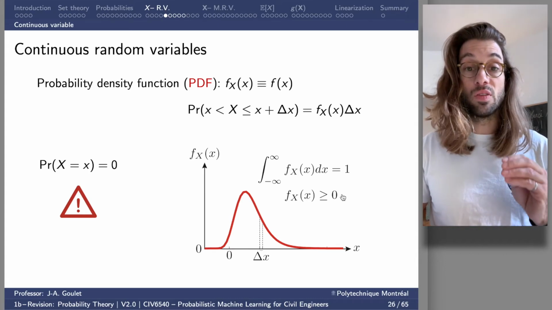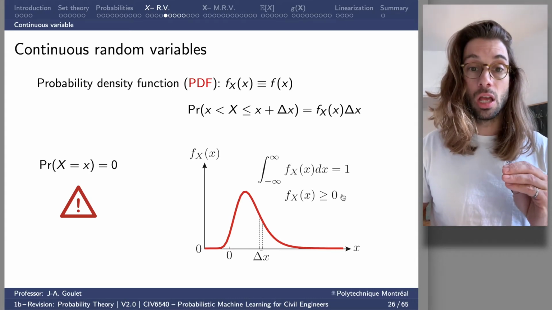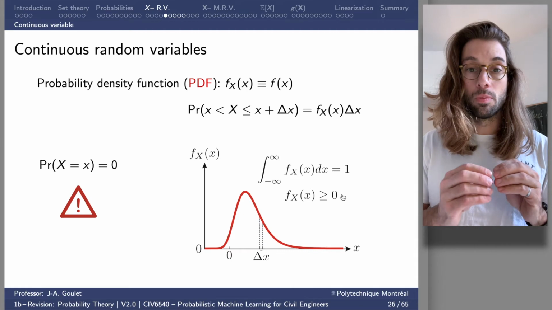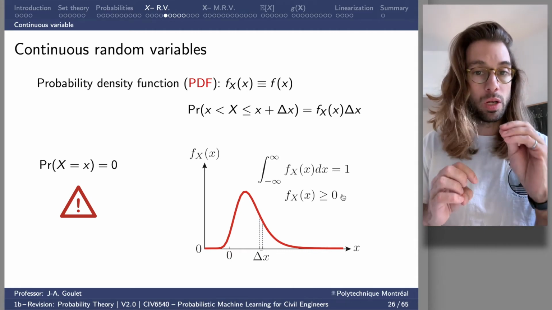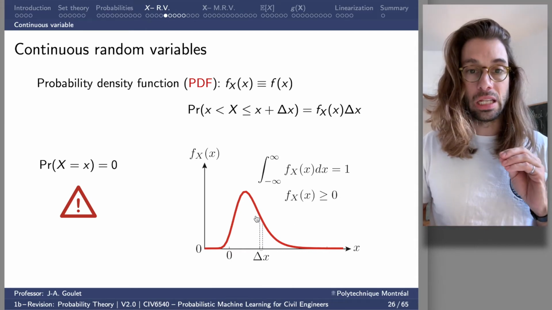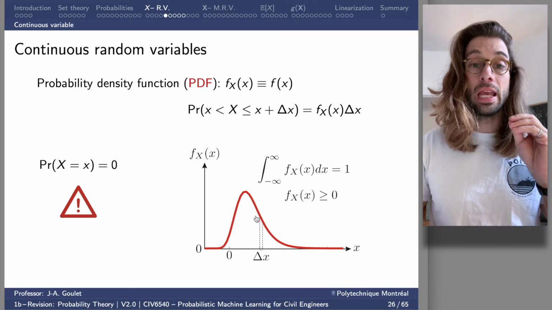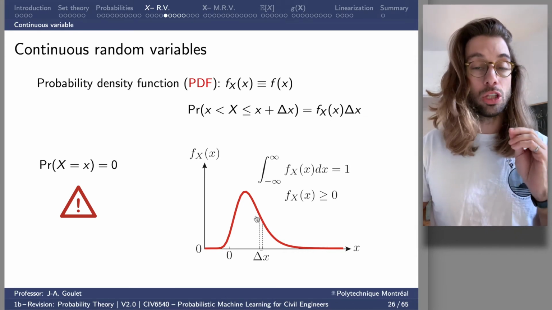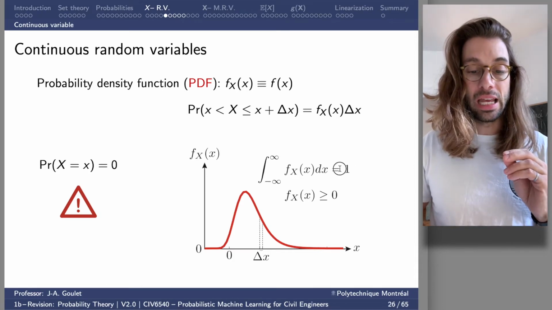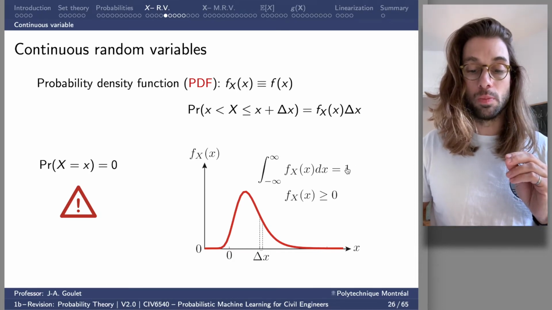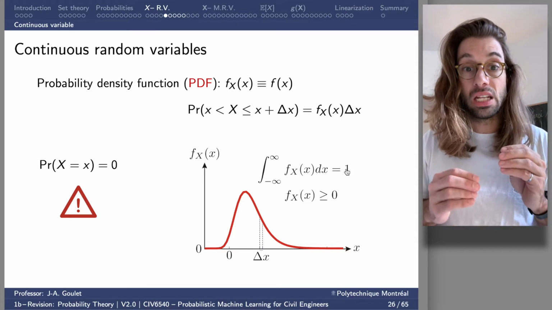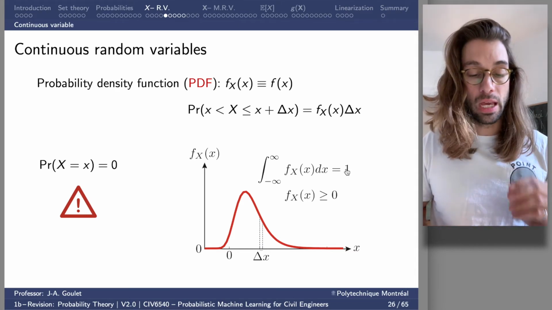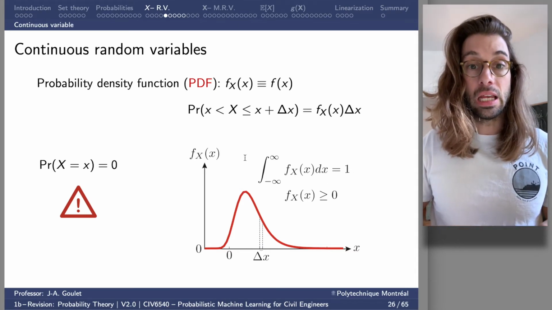In the case of the PMF, the probability mass function, the probability for each possible outcome must be between 0 and 1. Here, for the probability density, be careful, it can have values that are greater than 1. Why? Because at the end, the only thing we need to satisfy is that the integral over the whole domain must be 1, okay? And in order to satisfy this, it might happen in some cases that the probability density is going to be above 1.